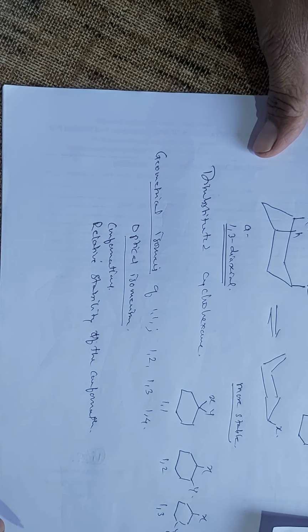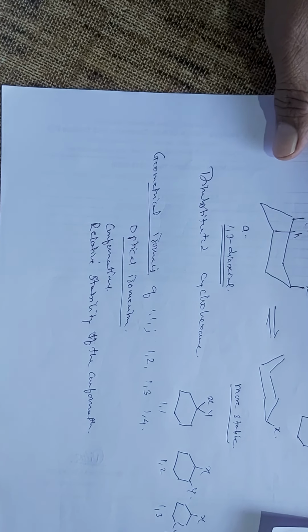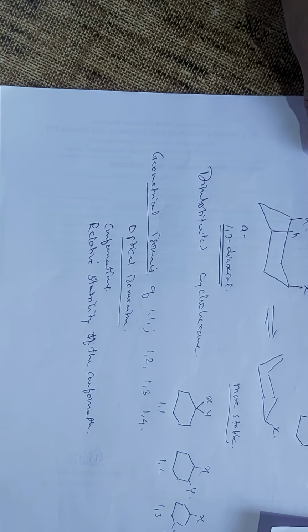So this was the general theme of your stereochemistry. Now it is necessary to study the stereochemistry of the molecules, because some of the physical properties of the molecules depend on the structure of the molecule, and so it is necessary to study the stereochemistry of the disubstituted cyclohexane.